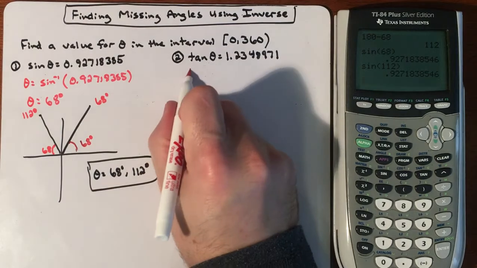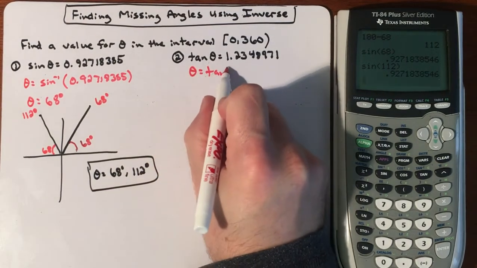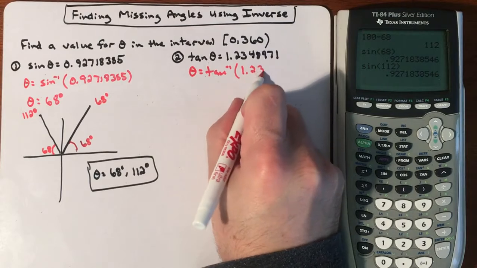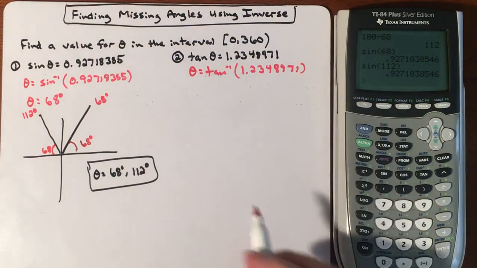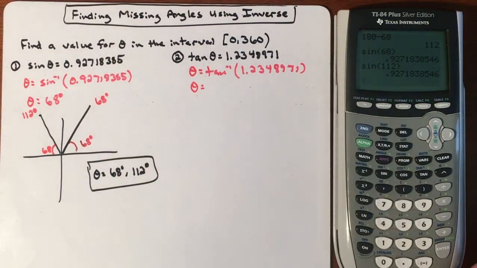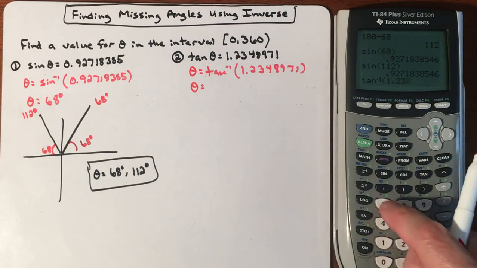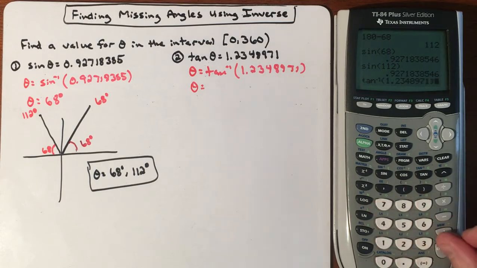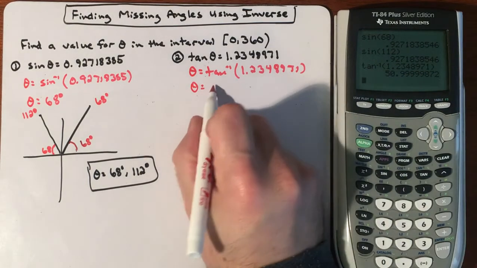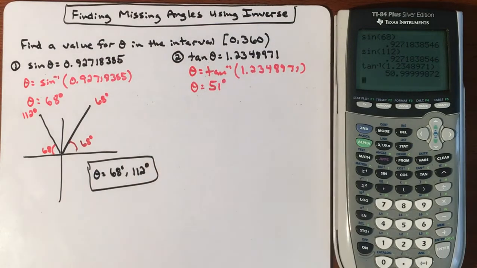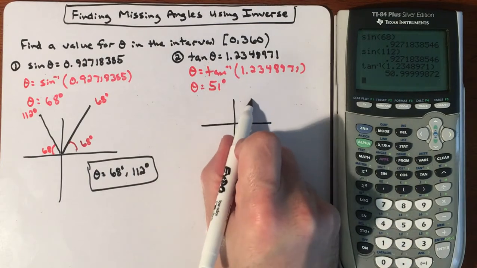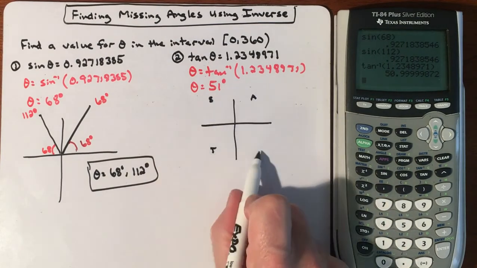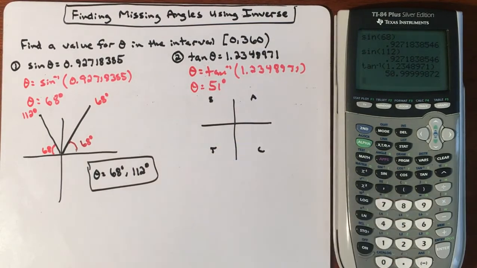All right, so let's do the same thing with tangent. Initially, theta is going to be the inverse tangent of 1.2348971, and then plug that into the calculator. Inverse tangent of 1.2348971 is going to get us 51 degrees. So we are at 51 degrees. Well, that is going to be in the first quadrant. So if you need to, use the A Smart Trig class. So first and thirds are where we're going to draw our picture.